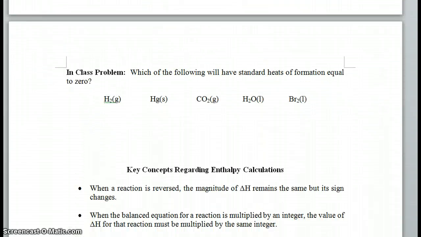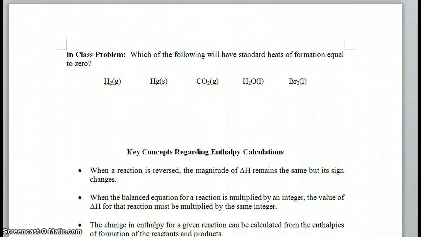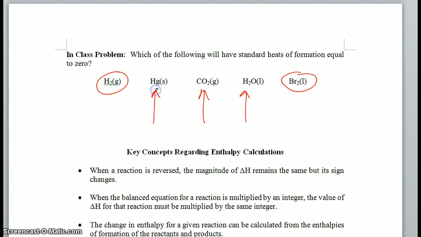And it says, which of the following will have standard heats of formation equal to 0? So remember, it needs to be an element in its standard state. So take a moment and think about what they'll be. Okay, so bromine and hydrogen are the only two that are elements and in their standard state. So these don't count because they're compounds. And mercury as a solid doesn't count because mercury should be a liquid in its standard state.